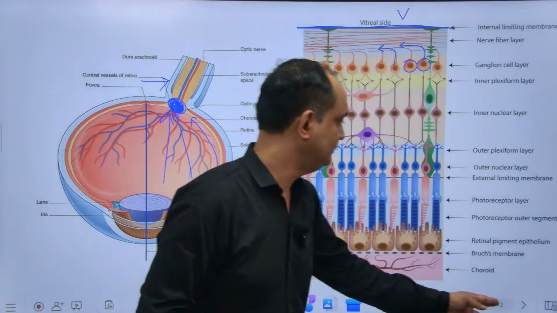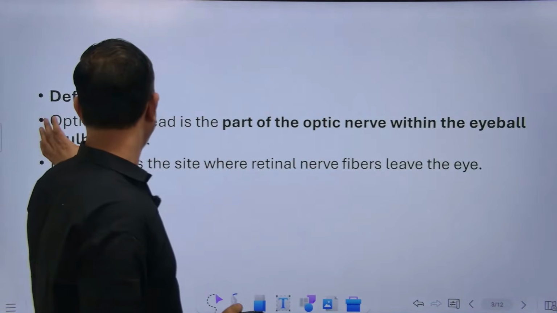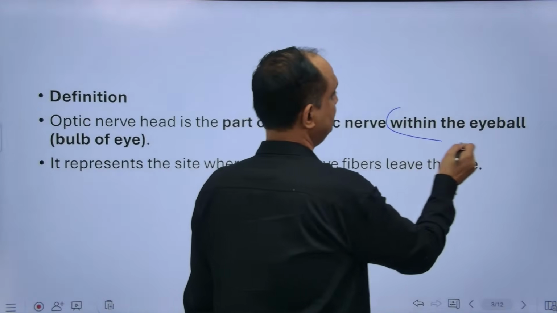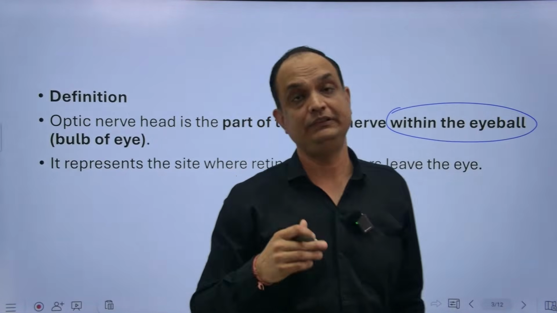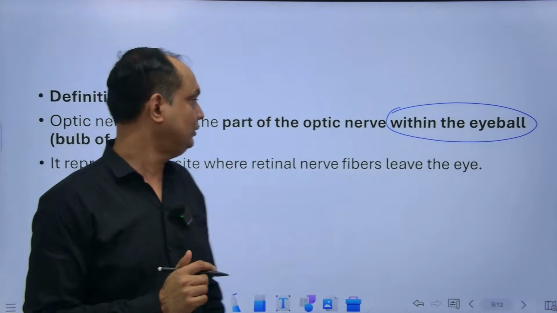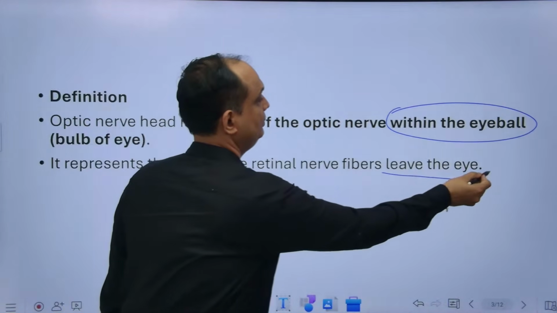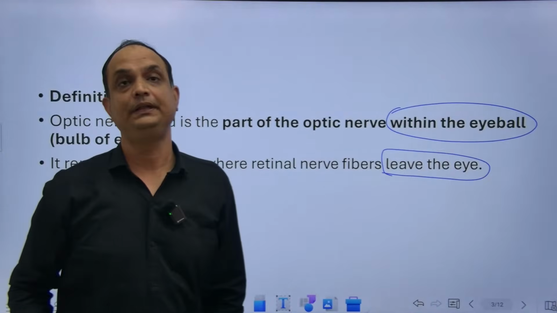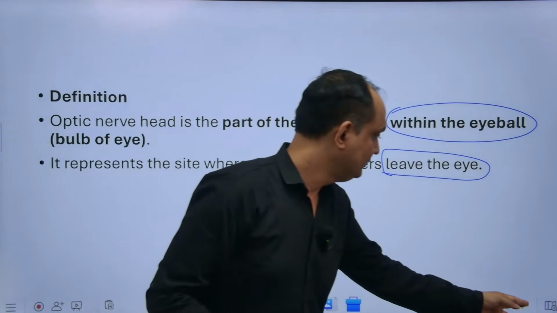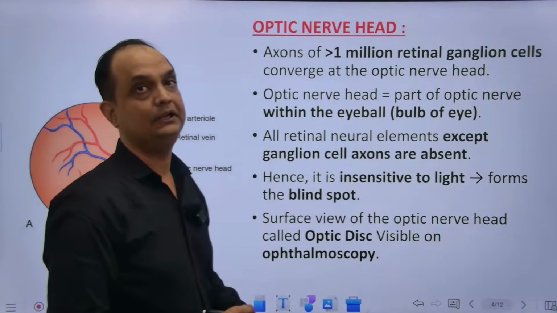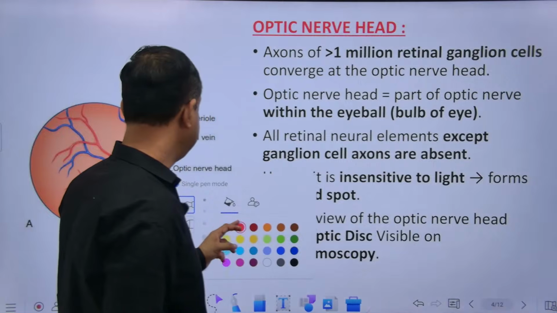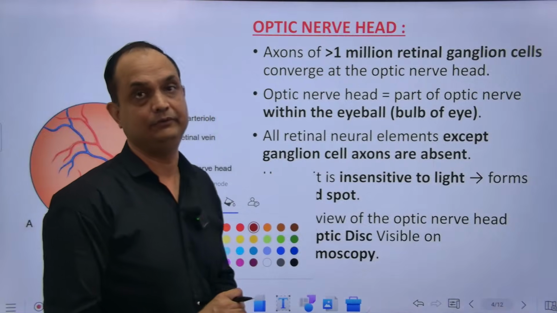So by definition, what is the optic head? The optic head is the part of the optic nerve which is present within the eyeball. It is not visible on the outer surface. So it represents the point of exit, the point from which the optic nerve fibers leave the eyeball. Clear? Now, what are the peculiarities of this optic nerve head? Let's discuss all the peculiarities one by one.